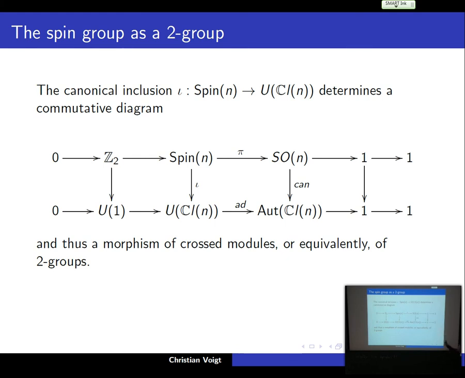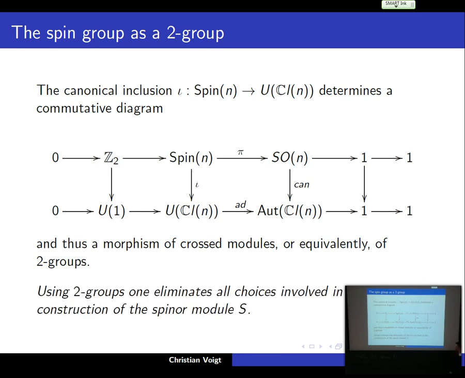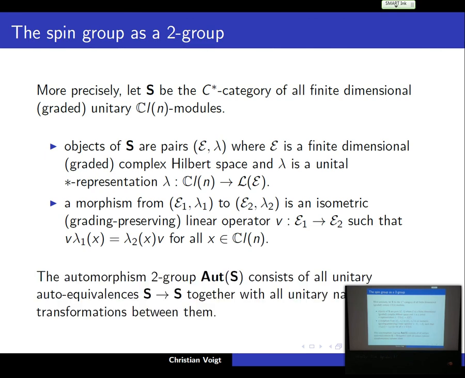Now, what we've done previously is basically, there is a canonical map from Spin n into the unitaries by definition of Spin n, and you get this commutative diagram of short exact sequences, or if you want, a morphism of two-groups. And using this point of view, one basically can eliminate all choices that were involved in the construction of the spinor module. So if you adopt this point of view, you can get rid of choices. I'll maybe just skip over this slide. So here's the way to do that.